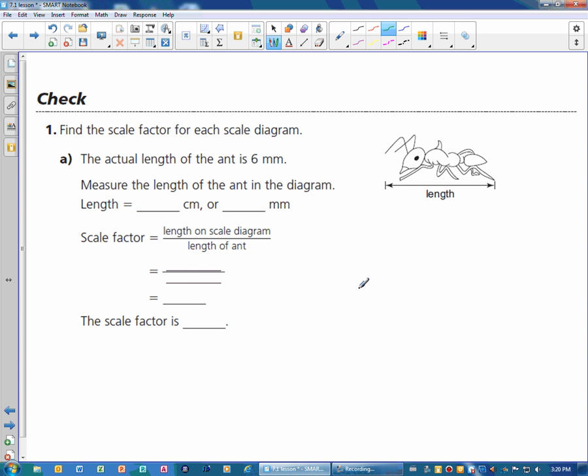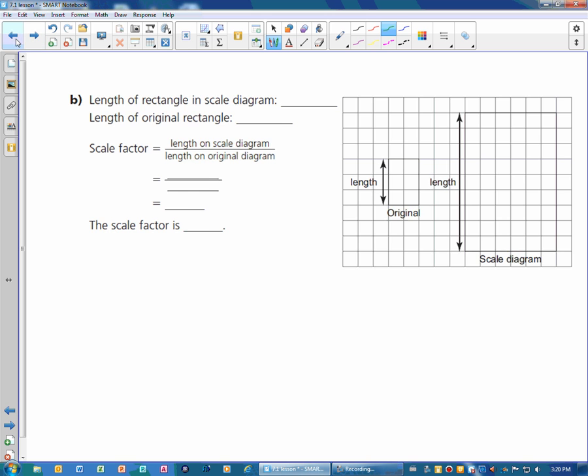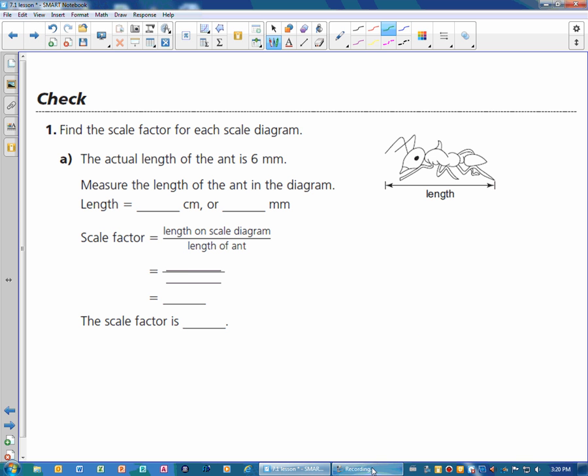So in the check here, it asks you to find the scale factor for each diagram. So I'm going to pause here. You try the check, number 1, A and B, and then we'll come back and see how you did. All right, so this check helps guide you through the question. This might be one of the times that the check might be helpful.